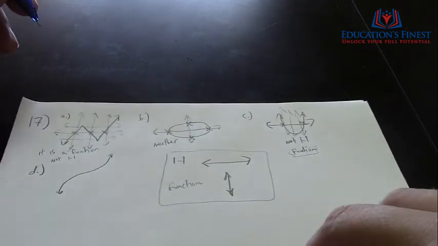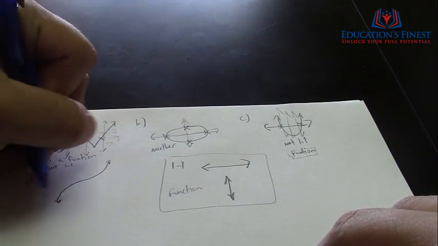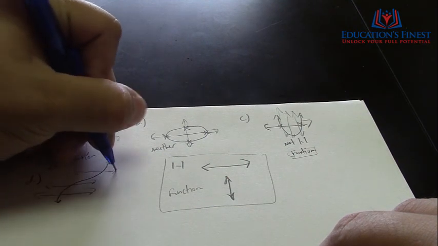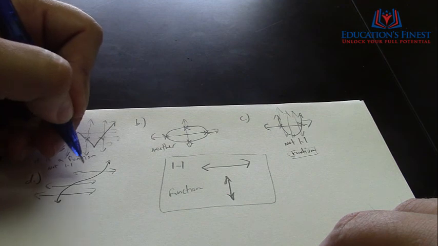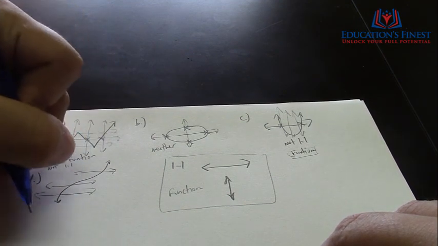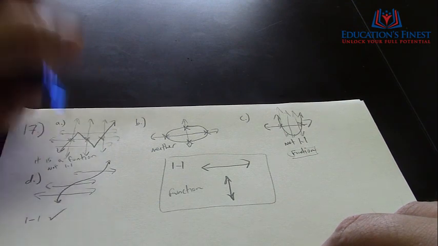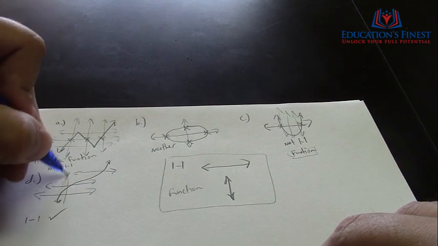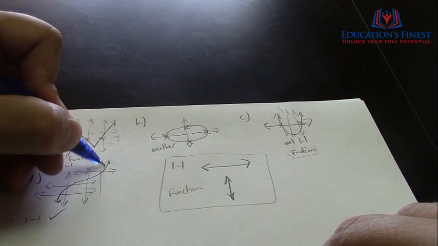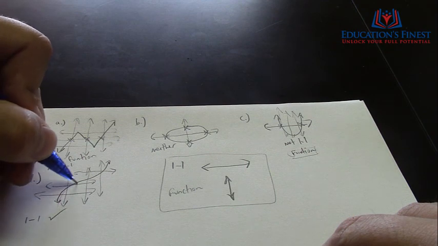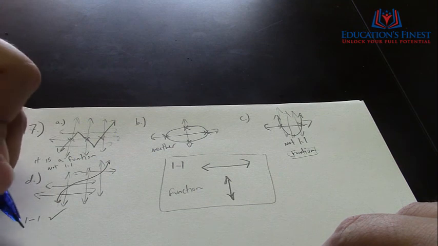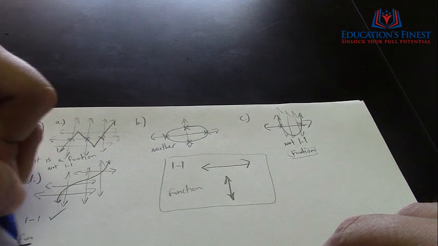Okay? This guy. Imagine lines going left and right. Awesome. It never hits the actual graph here more than once. So it is 1 to 1. Check. And is it a function? Yes, it is, because it never hits these vertical lines more than once. So it is a function.